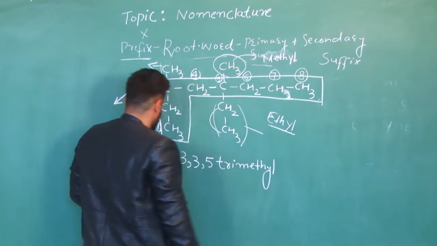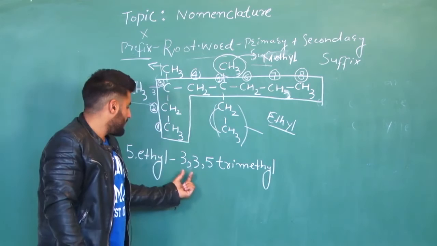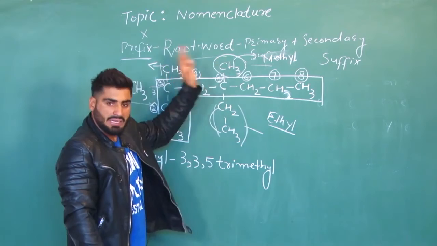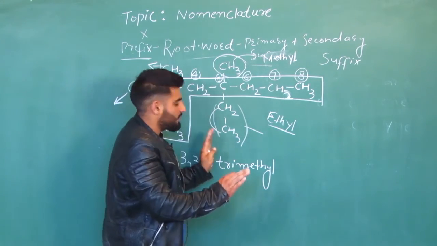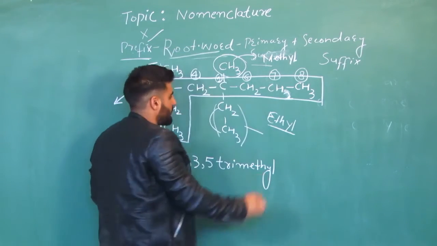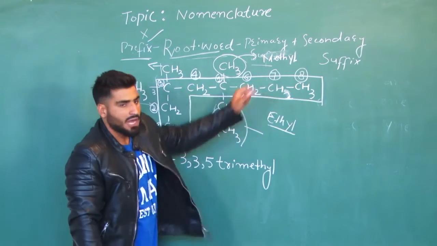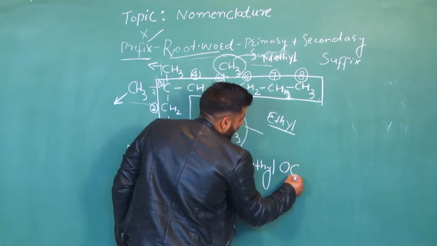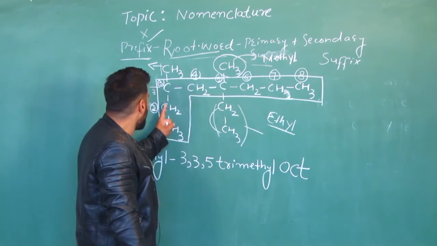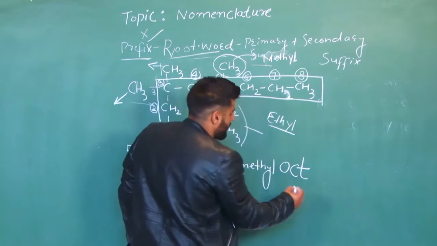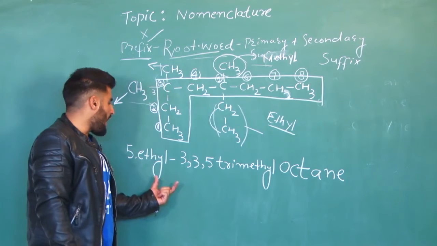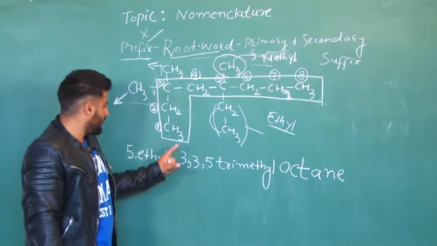3,3,5 trimethyl is clear. My substituents, the side chains, are now clear. After the prefix, I will go with the root word. For the root word, I have 8 carbon atoms, so I will be using oct. And I have only single bond linkage, so I will be using ane. So this will be your IUPAC name of this compound.